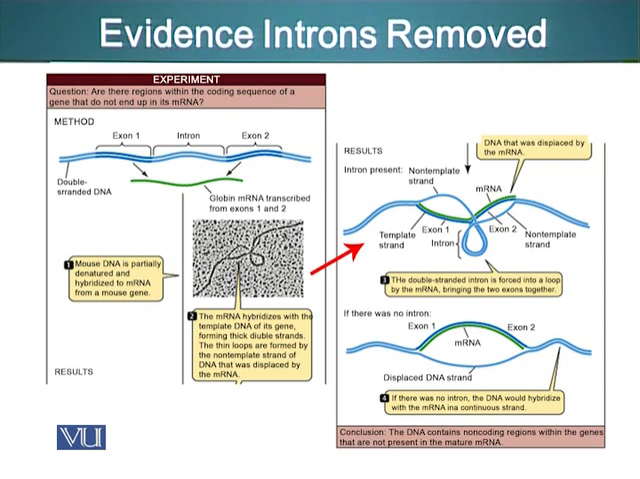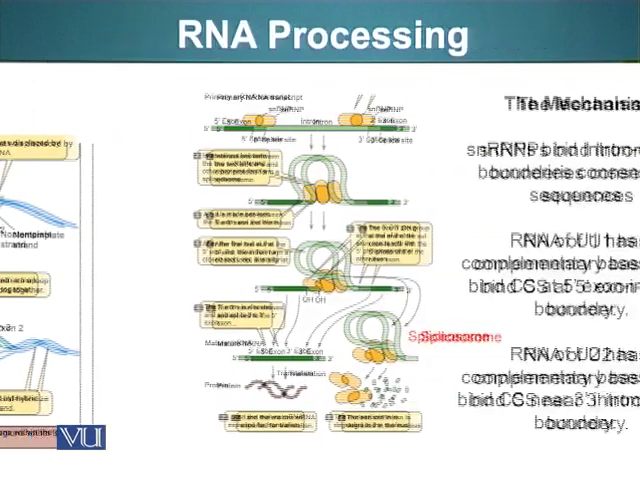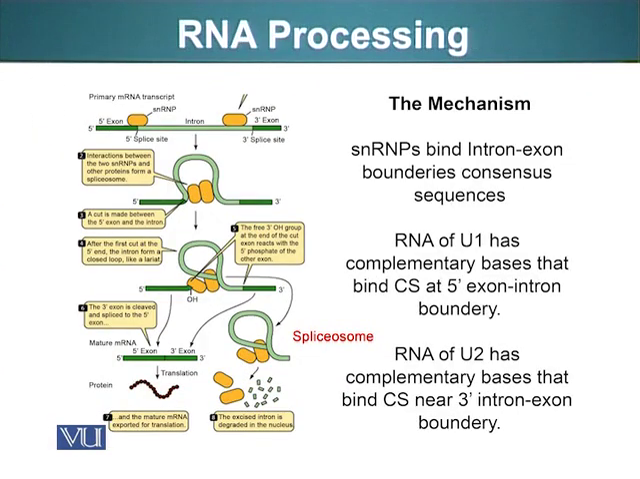So when scientists looked at this hybridized messenger RNA DNA structure under the electron micrograph, they didn't see the bubble. They saw this structure, which was indicative of deletion or removal of introns from the mature messenger RNA. So let's look at the mechanism, how this happens.